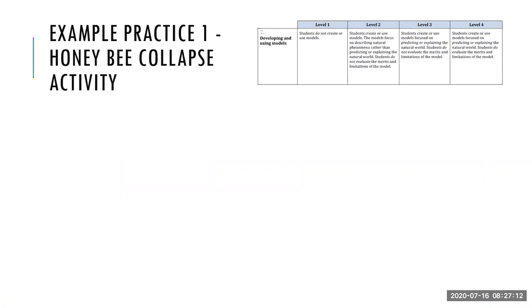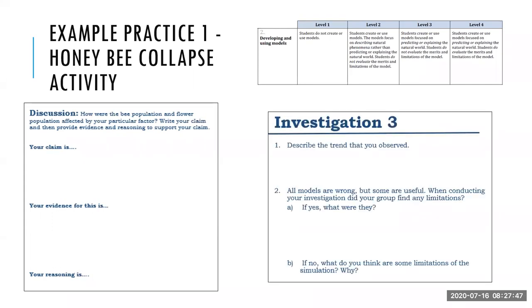Here are example questions from the honeybee activity. During investigation 3, you were asked to investigate a combination of factors that could lead to honeybee colony collapse, including landscape, nutrition, pesticides, and disease. After your investigation, you were asked to analyze the data to determine how the bee and flower populations were impacted by the factors that you chose to test. Then you were to provide a claim, your evidence, and explain your reasoning behind your claim about the simulated natural world. Additionally, you were asked to think about how and to identify the limitations of the model.